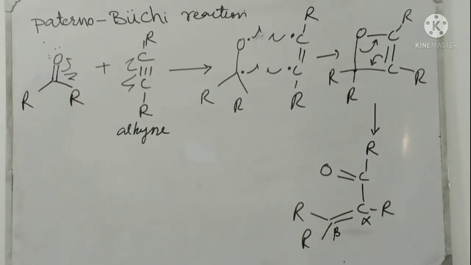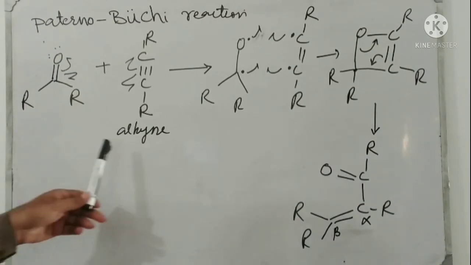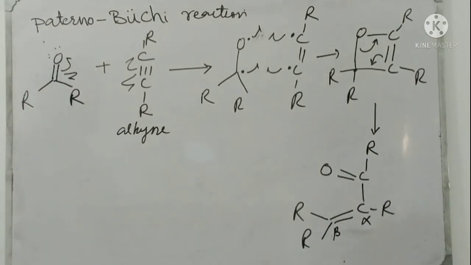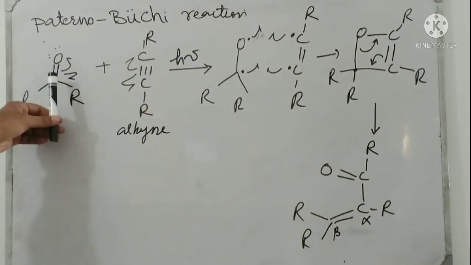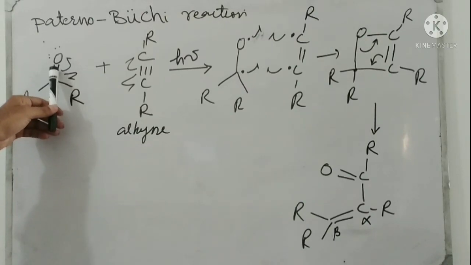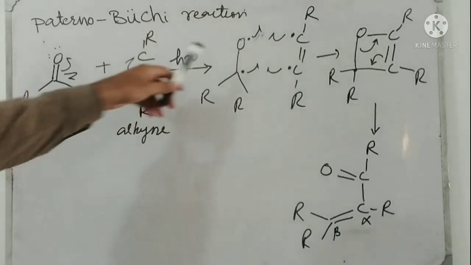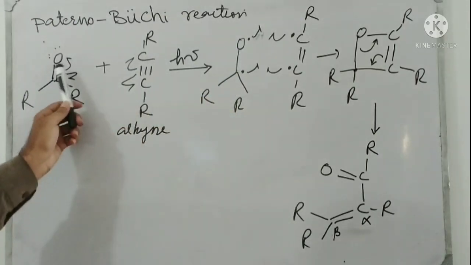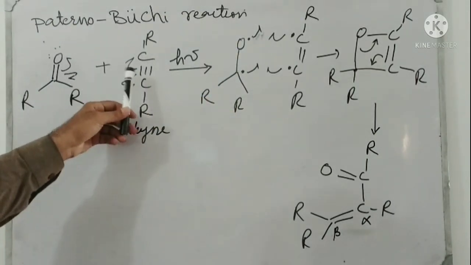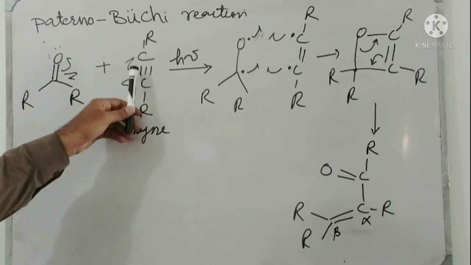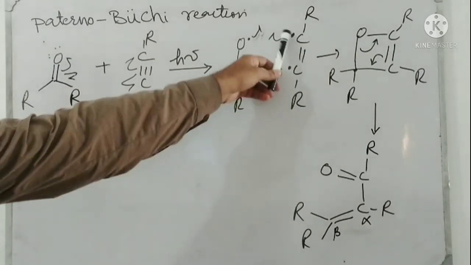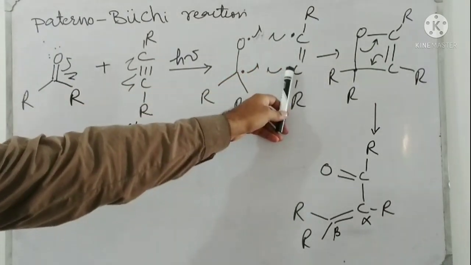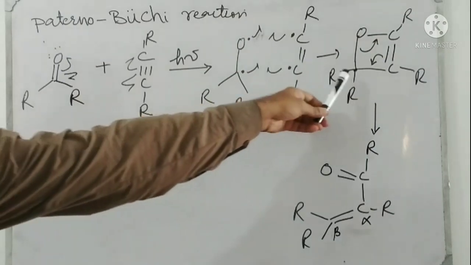So this is the Paternò-Büchi reaction of a carbonyl compound, aldehyde or ketone, with an alkyne. When an alkyne is used as starting material, in the presence of light, the pi bond undergoes homolytic cleavage, making an oxygen radical and a carbon radical. Then one of the pi bonds of the triple bond undergoes homolytic cleavage to form a radical on carbon and a radical on this one. Then these radicals combine to form this one.